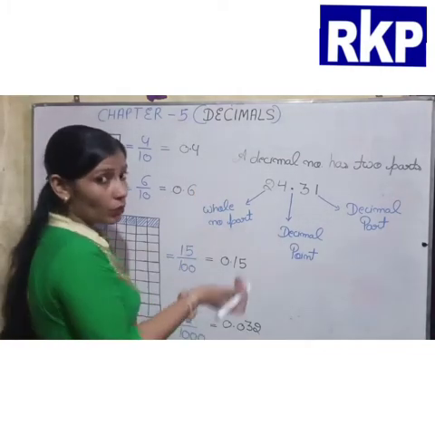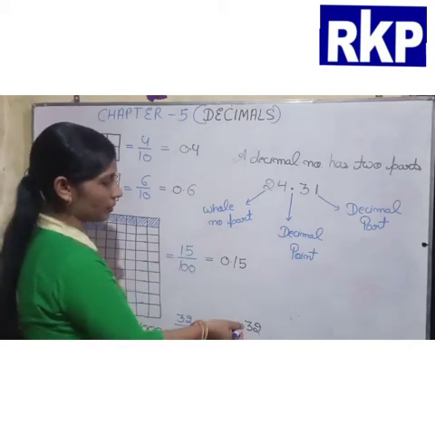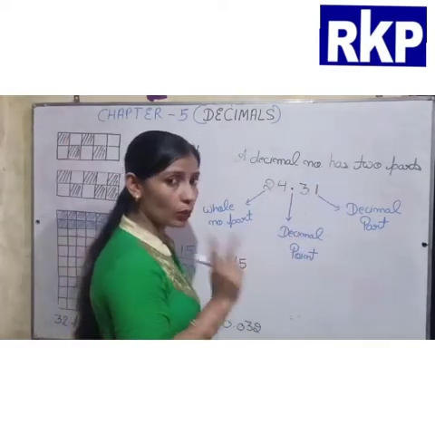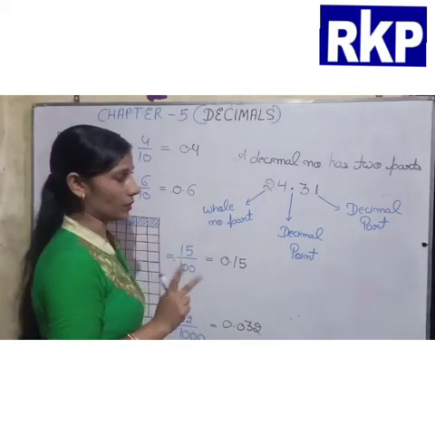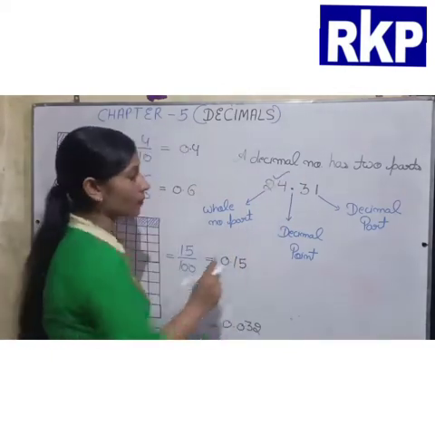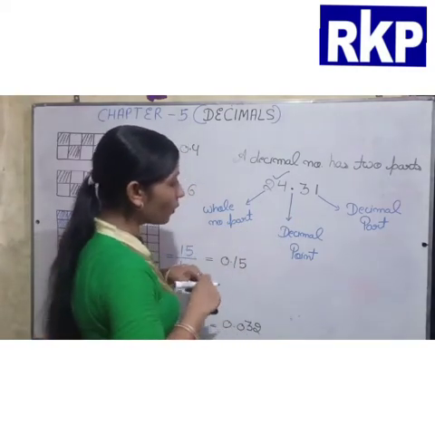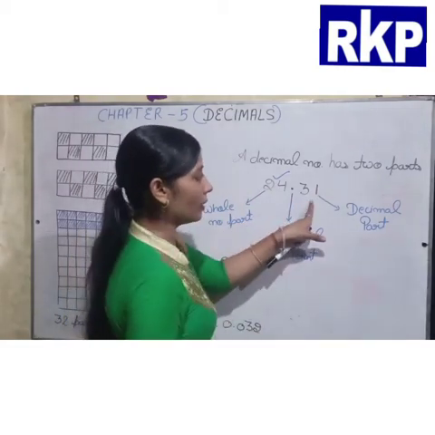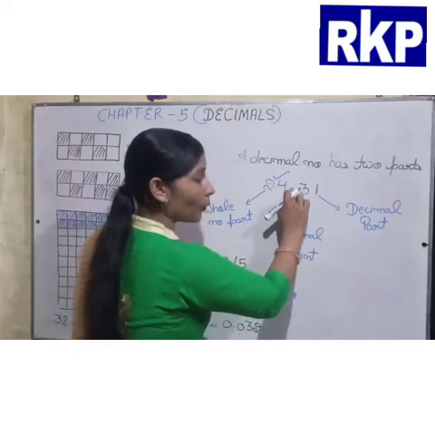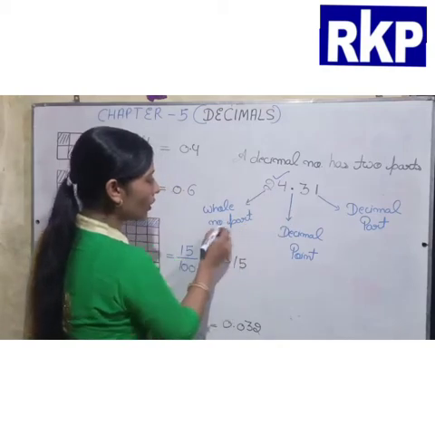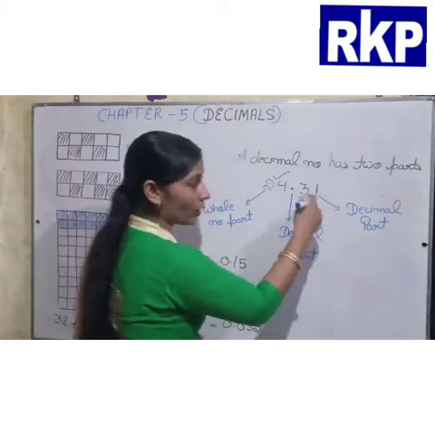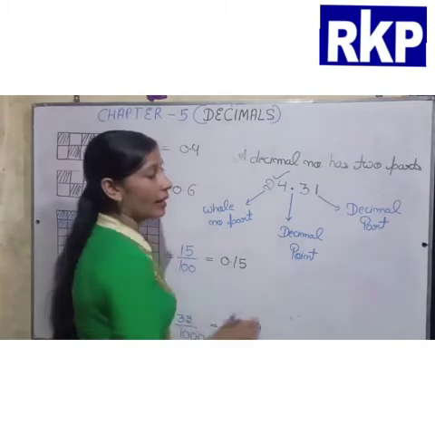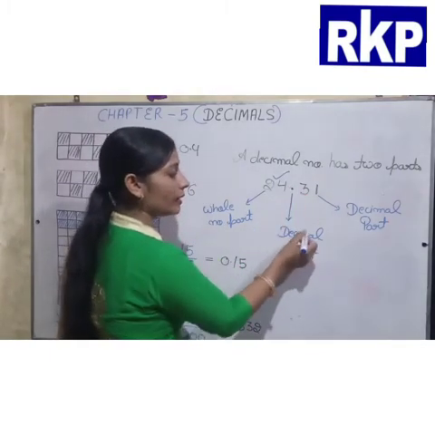Students, we know these are decimal numbers and a decimal number has two parts. Now let us see which two parts they are. One part is on the left side of this point and another part is on the right side of this point. This part is called the whole number part, and this part on the right side is called the decimal part, and this dot, this point, is called the decimal point.